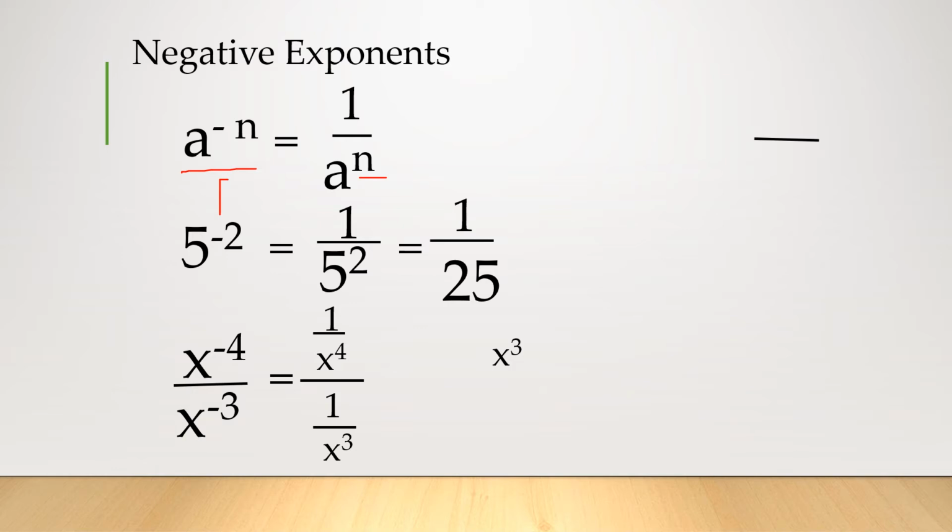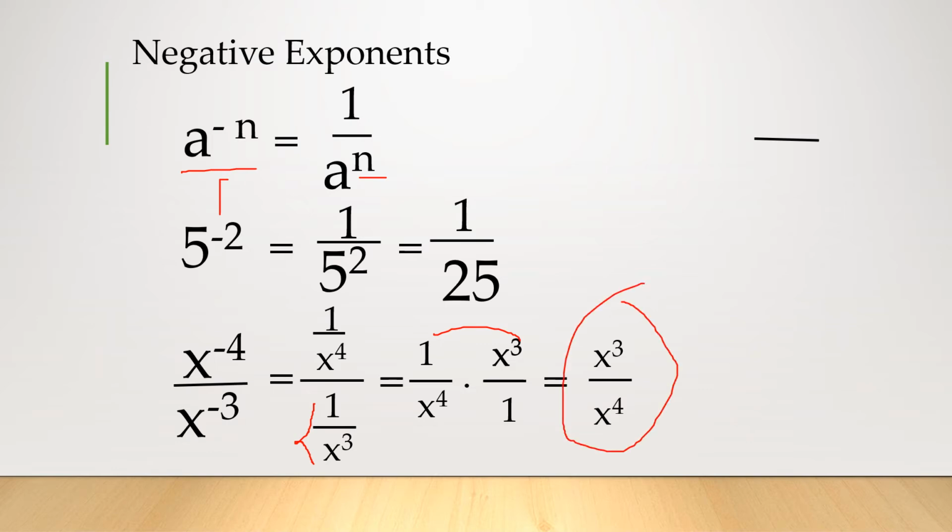Now, we are just simply dividing fractions. So in dividing fractions, we know that we just multiply the numerator by the reciprocal of the denominator. It means copy 1 over x to the fourth and multiply that to the reciprocal of the denominator. It becomes x cubed over 1, which is equal to, multiplying, x cubed over x to the 4th power. Now look at this one and the given. What have you noticed here?